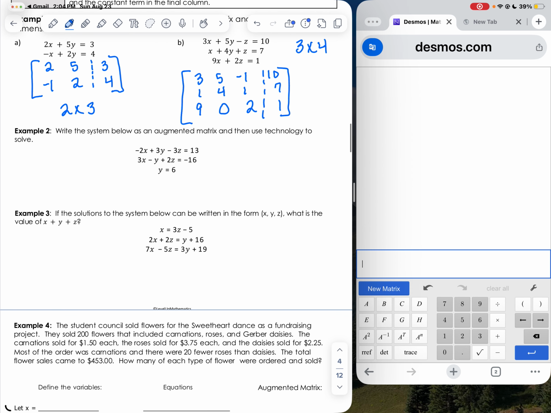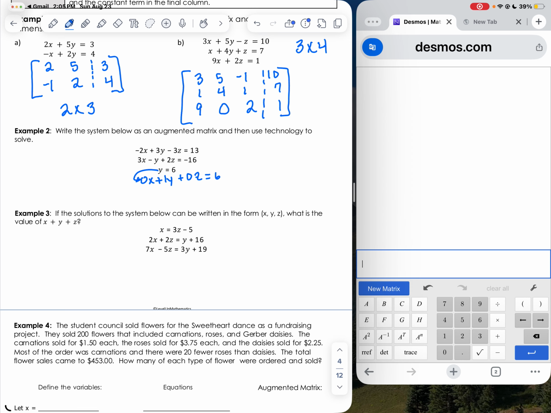All right, example 2. Write the system below as an augmented matrix, and then use technology to solve. So in our first row, we have -2x plus 3y minus 3z equals 13. In our second row, we have 3x minus y plus 2z equals -16. In our third row, we just have y equals 6. So I need to rewrite this so that all of my variables are present. So I'm going to say 0x plus 1y plus 0z is equal to 6. So I just rewrote that third row with all the missing terms.